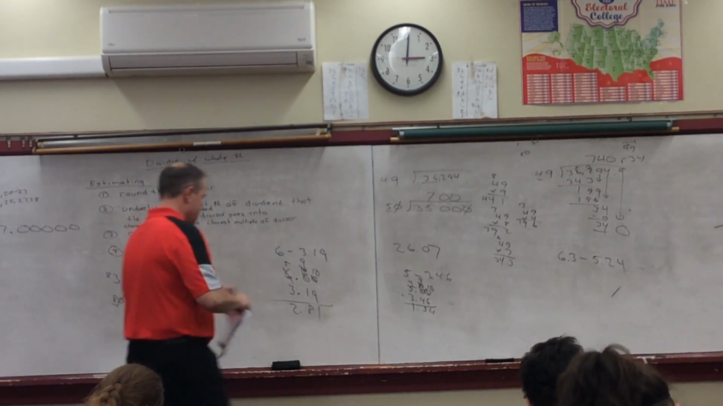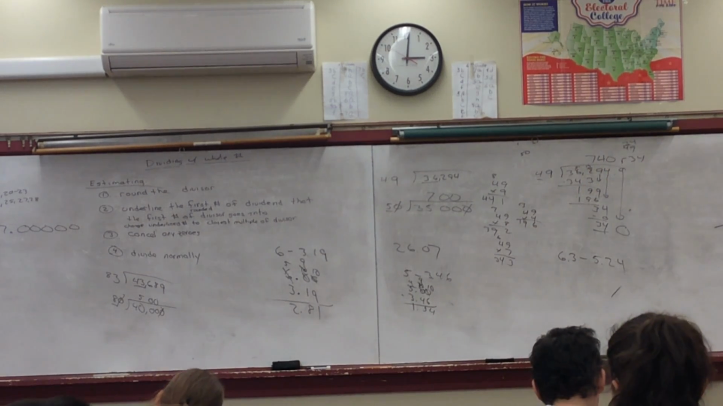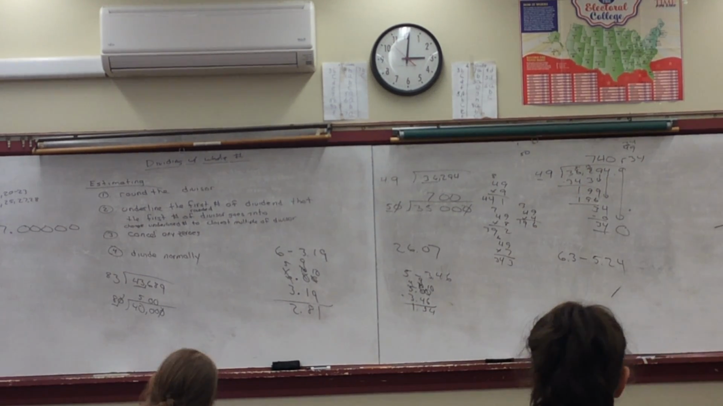Just to make sure, multiples of 3 are 0, 0, 0, 0. That's what you think. Okay, guys, you have 10 minutes. Get this finished.